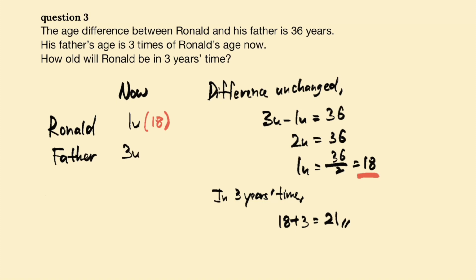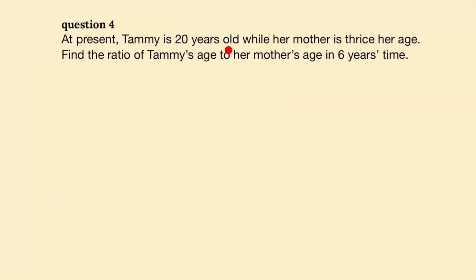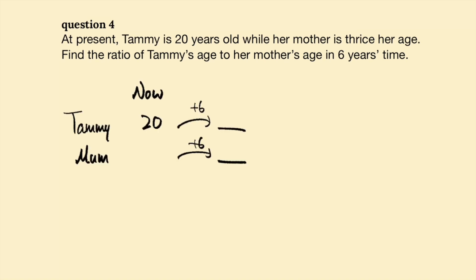The answer is 21. At present, Tammy is 20 years old, while her mother is 3 times her age, thrice. Okay, find the ratio of Tammy's age to mother's age in 6 years' time. So let's have a diagram here. Tammy currently is 20. In 6 years' time, we're going to add 6 to each of them. Anything else that we can tell?